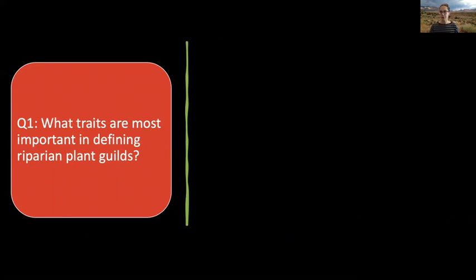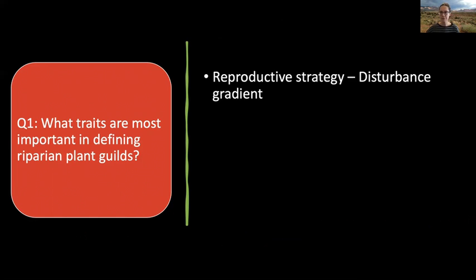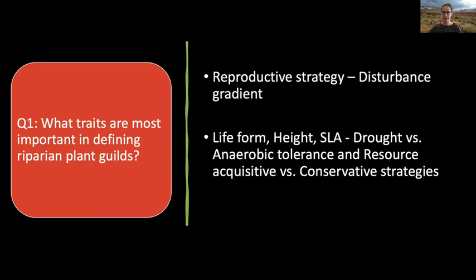So question 1, what traits are most important in defining riparian plant guilds? First, reproductive traits, which tend to be strongly linked to disturbance, such as flooding and fire. This suggests a gradient of disturbances present throughout the study area. Second, height, specific leaf area and life form were important, suggesting that there's also a wide range of drought versus waterlogging tolerance, as well as resource acquisitive versus conservative strategies that are successful throughout the study area.